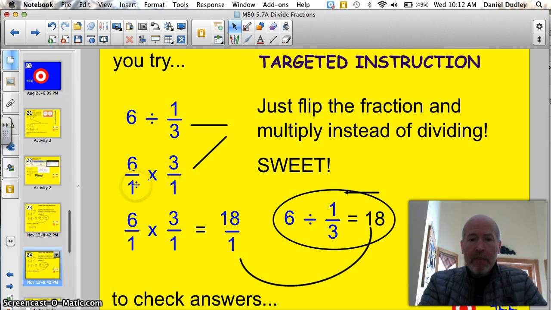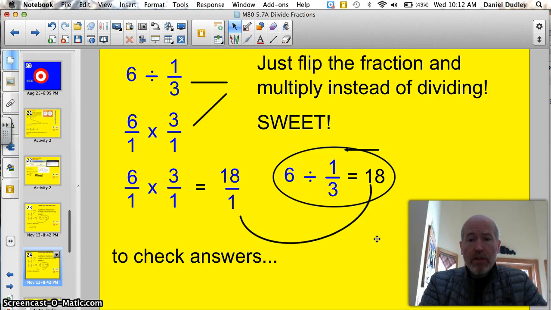All right, I like putting the 6 over the 1. I always do that. So I flipped it. Instead of 1/3, I have 3/1, and I'm multiplying. 6 times 3 is 18. 1 times 1 is 1, so I've got 18/1. Sweet, the answer is 18. So 6 divided by 1/3 equals 18.